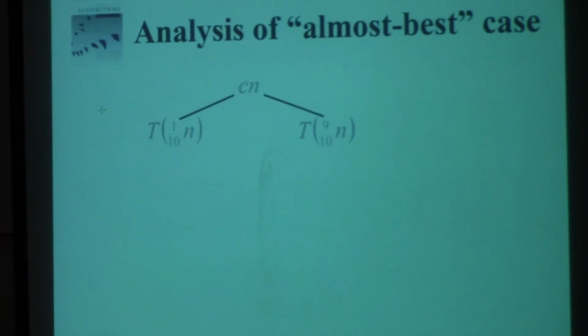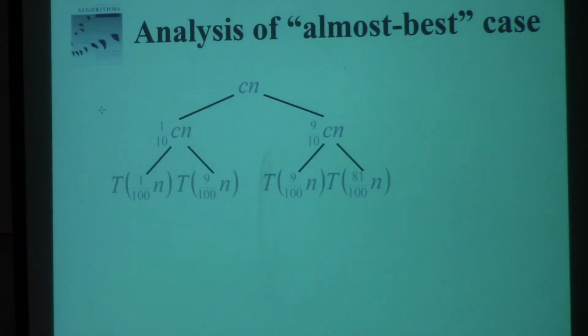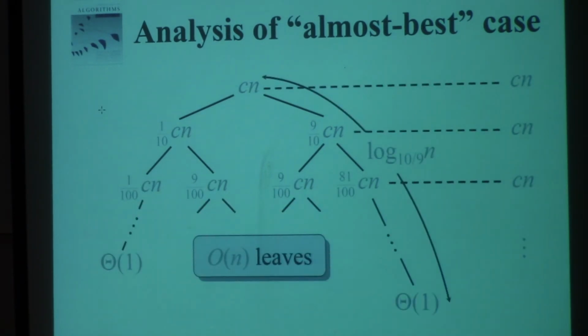So it looks like this. We first do c n work at the top level, and then we have 1/10 of the problem going to the left, 90% going to the right. And again, it's going to be c of 1/10 n and c of 9/10 n, etc. So you can see kind of what's going on. 1/10 of 1/10 is 1/100. 1/10 of 9/10 is 9/100, and 9/10 of 1/10 is also 9/100. Here we have 9/10 of 9/10, which is 81/100. So it's going to split up like that.